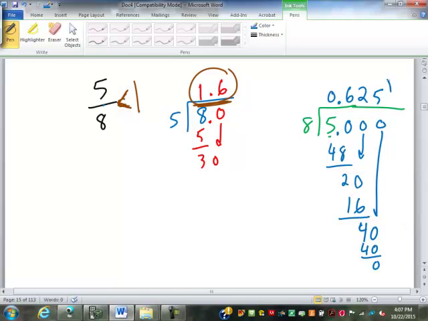So we don't even have to ask to the nearest whatever here. That just stops at the thousandth. That does not mean, however, that you can't be asked, I want this to the nearest hundredth, and you'd still have to round it off.